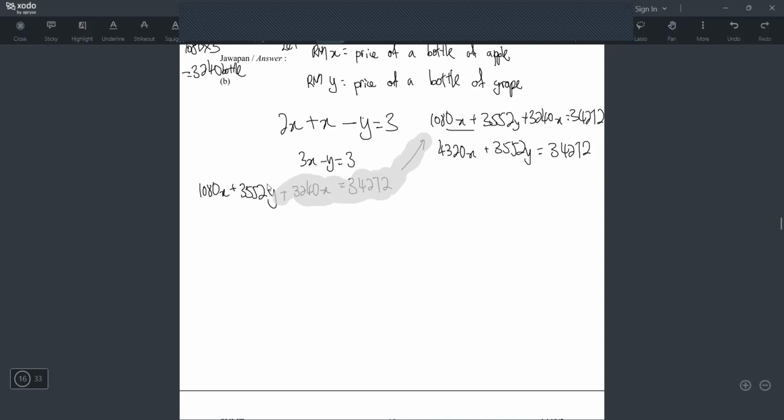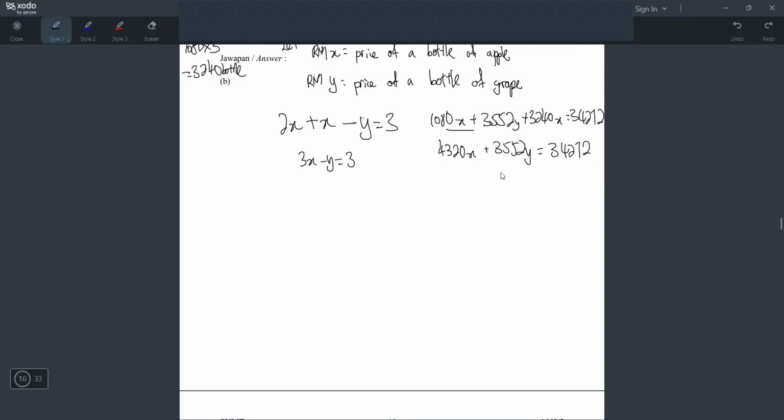While I'm erasing, I'm also checking whether I spelled correctly or not. Okay, correct. Now I will do matrix method. This number is very big, so I can transfer it down here. So it becomes 4320x plus 3552y equals to 34272. Of course, you can simplify, but I don't know whether this one can be simplified. Even if you divide by two, it will still be very big. So I won't simplify, I will just straight away use matrix method.